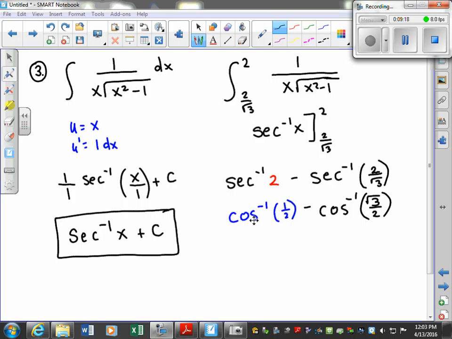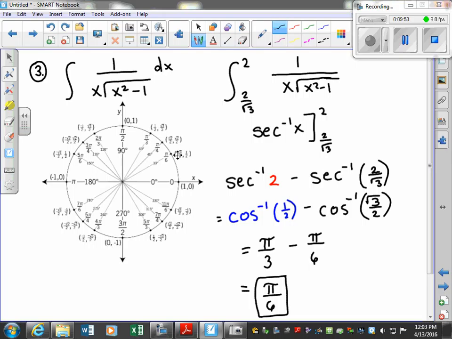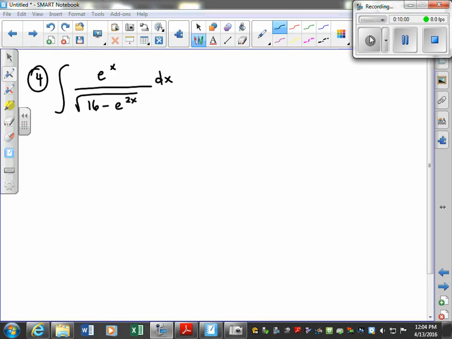So pull up your unit circle and tell me the cosine inverse of 1/2. So that is going to be pi thirds right there. So the x value is, so we're just going to say pi thirds. What about cosine inverse of the square root of 3 over 2? Pi 6. So we want to calculate pi thirds minus pi 6. If you get a common denominator of 6, then you're just going to simplify to pi 6. Okay, this is optional here. I just prefer that.